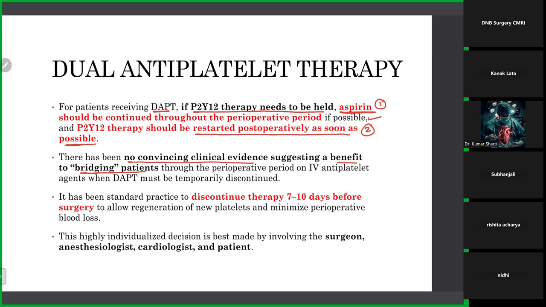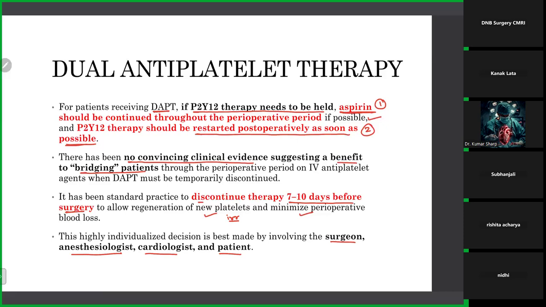It is a standard practice to discontinue the P2Y12 therapy 7 to 10 days before surgery to allow the regeneration of new platelets and minimize perioperative bleeding, because the mechanism of action of antiplatelet therapy makes it an irreversible inhibition. So the platelets have to be destroyed, and the new platelets which will get formed in their place will provide the necessary coagulation. It is also a highly individualized decision, and you need to involve the surgeon, the anesthesiologist, the cardiologist, and the patient in making this particular decision.